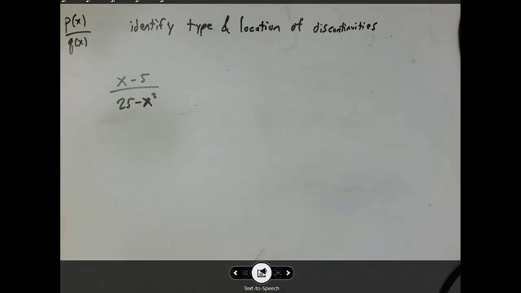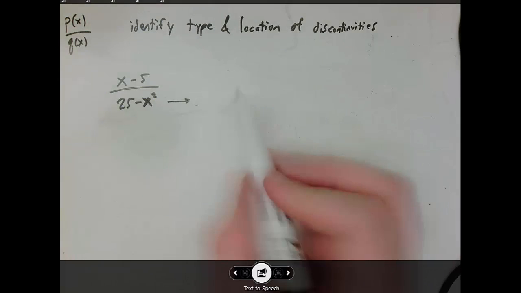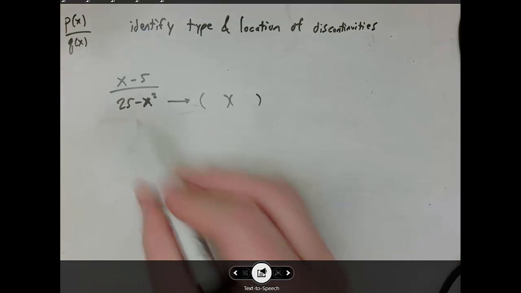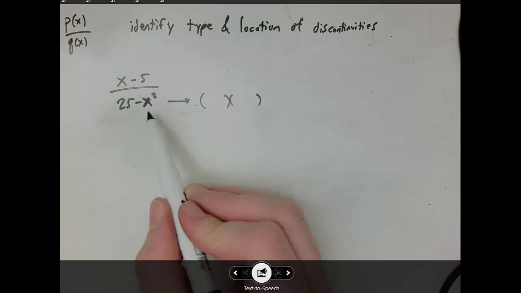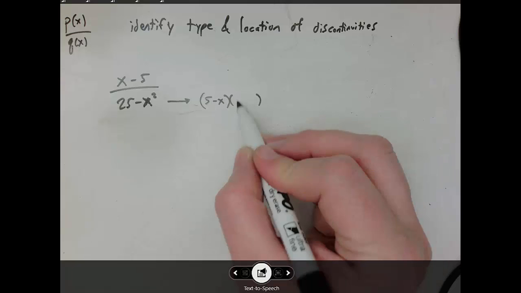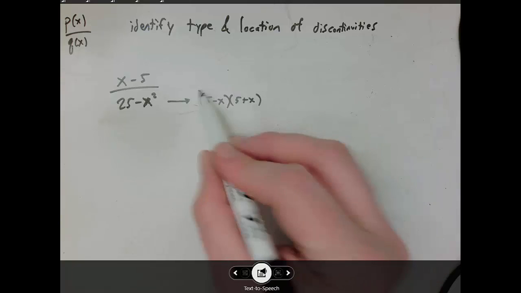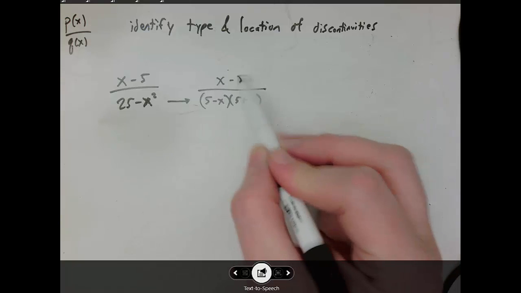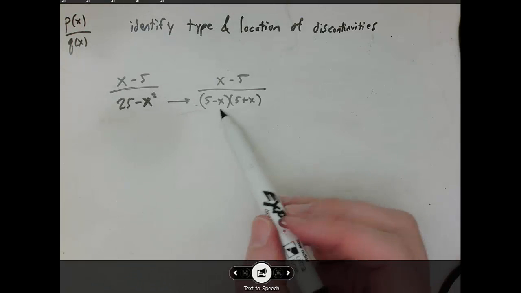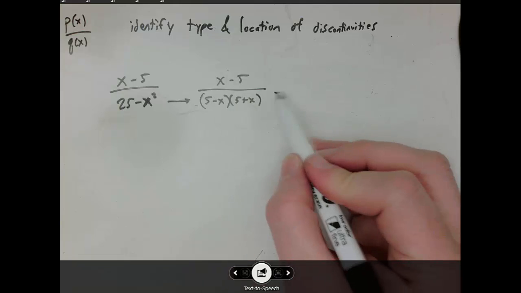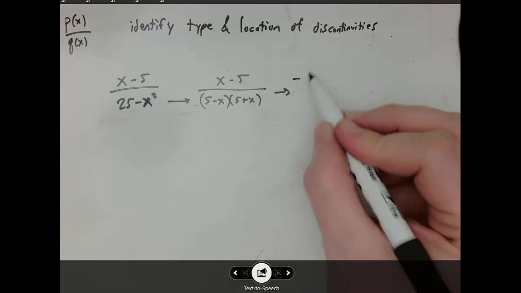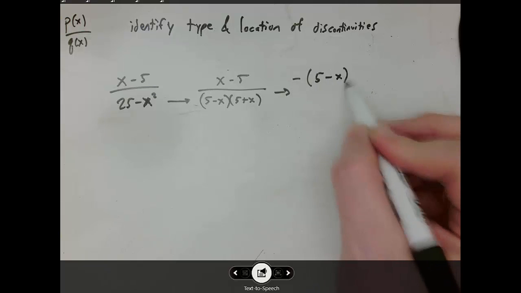Okay, what about this one? So this one, hopefully you recognize that the denominator there is the difference of squares. 25 is a square number. x squared is a square number. So this is the same as 5 minus x times 5 plus x. And here I've got x minus 5. And it's not obvious that anything here immediately cancels. But remember, there's one more factoring trick. x minus 5 is the same thing as the opposite of 5 minus x.